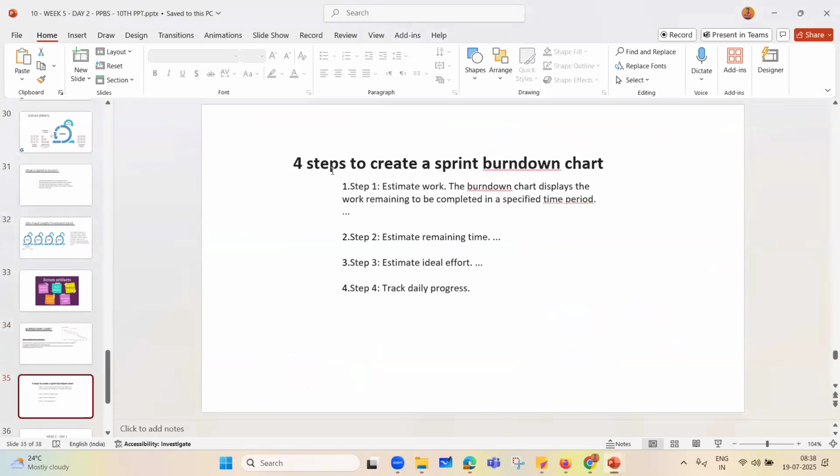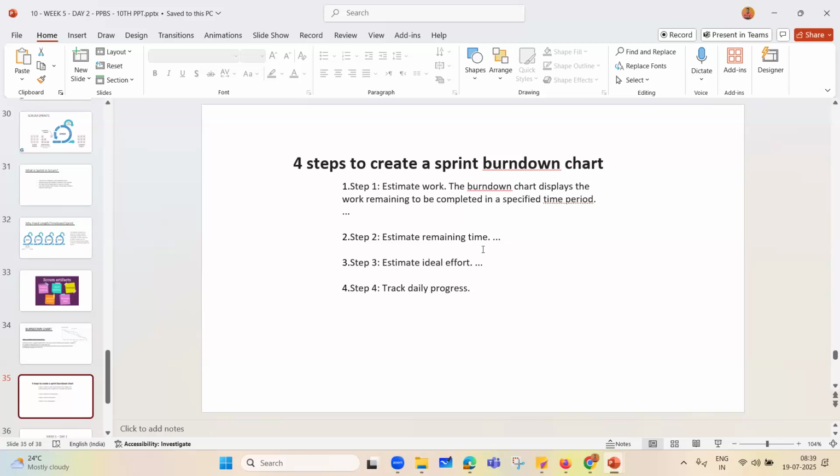Okay. So there are 4 steps to create a burn down chart. Step 1 is to estimate the work. I have already talked about estimated work. The burn down chart displays the work remaining to be completed in a specified time period. How are you going to do that? You will track the daily progress, entering it against every single ticket, and this is how it will get tracked when you add that as a widget.